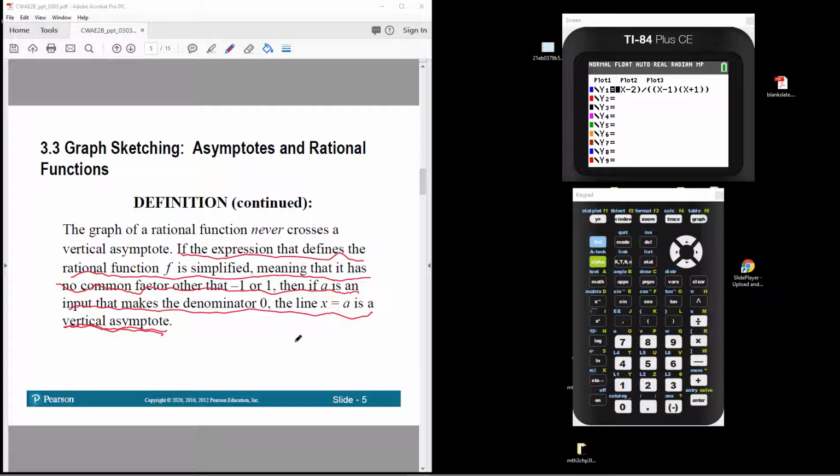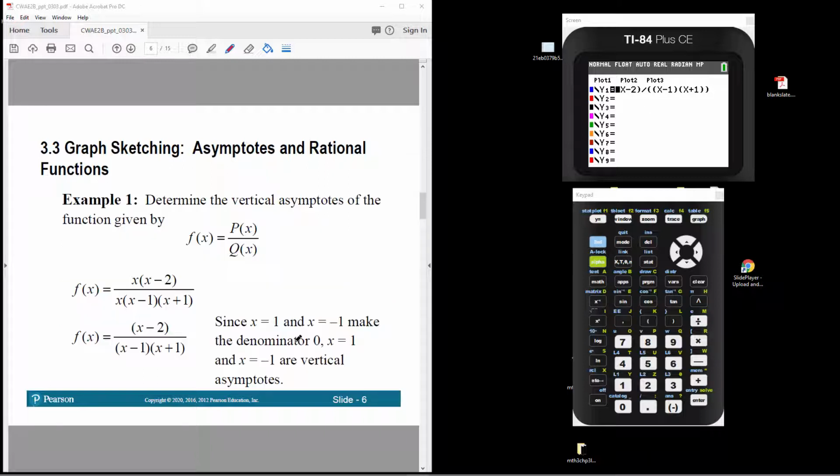If the expression that defines the rational function is simplified, meaning it has no common factor other than -1 or 1, then if a is an input that makes the denominator 0, x equal to a is a vertical asymptote. Here's an example. You can simplify it so the only common factor between the numerator and denominator is 1 or -1, and then those values that make the denominator equal to 0 are vertical asymptotes. In this case, x equal to 1 and x equal to -1 are vertical asymptotes.